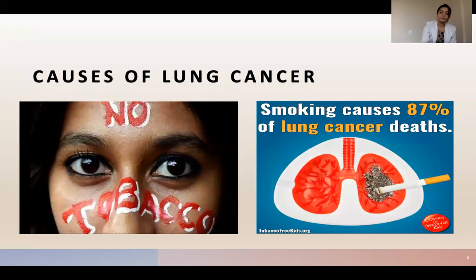The main causes of lung cancer are tobacco and smoking. There could be other factors too, like environmental factors or exposure to toxins, but the main factors remain smoking and tobacco use. In the US, 87% of lung cancer deaths per year are due to smoking. Also, more than 200,000 cases of lung cancer are seen per year in the US.